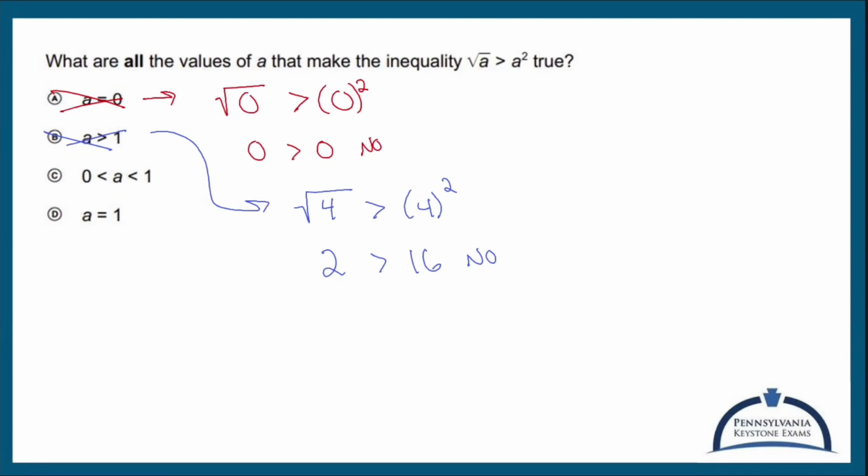So C is asking, all right, well, let's pick a number between 0 and 1. So like a half or a quarter or something like that. Since I used 4 because of square roots, let's do 1/4. So let's try that out. The square root of 1 over 4 has to be greater than 1 over 4 squared. When you take the square root of a fraction, you take the square root of the numerator and the denominator. So the square root of 1 is 1 and the square root of 4 is 2. That's got to be greater than 1/4 times 1/4. So 1 times 1 is 1, and 4 times 4 is 16.